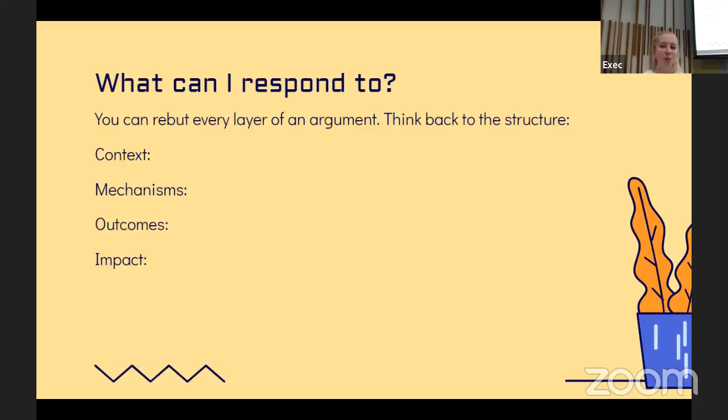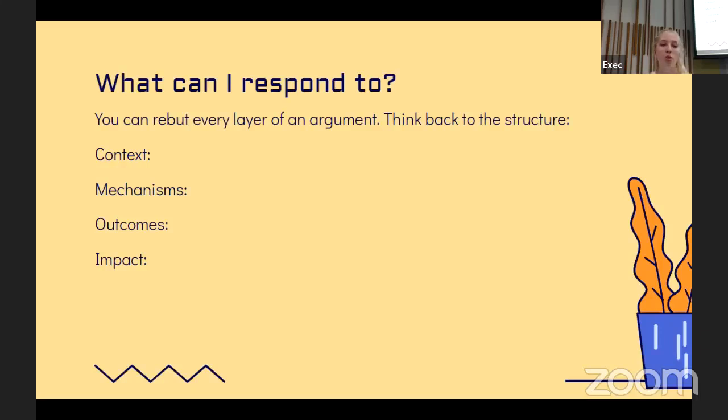So quite simply, you can rebut literally every layer of an argument. If we think back to last week when we went over the structure of a point, you can respond to the context of a team's case. Lots of teams will make quite a few assumptions in their context that help their point work. So if you can respond to the assumption that their case is contingent on, then this is an easy way to get over points that the other team has brought into a debate.